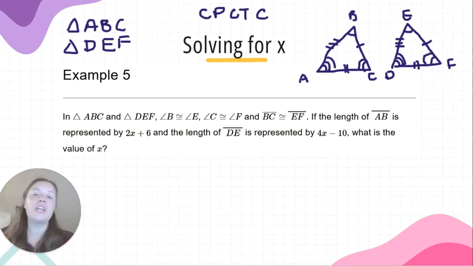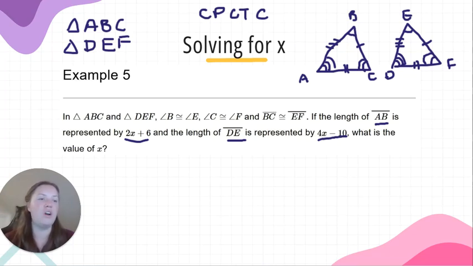So now let's look at the second part of our question. It says that if the length of AB is represented by 2x plus 6, and the length of DE is represented by 4x minus 10, what is the value of x?